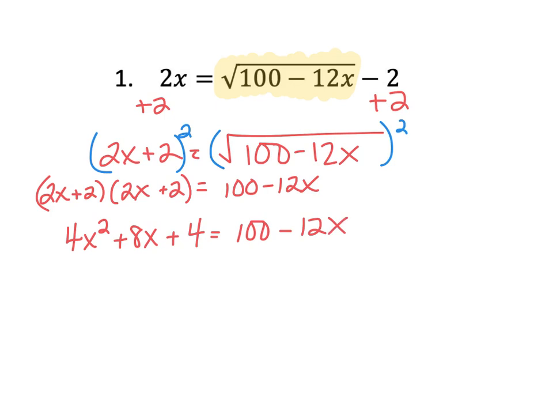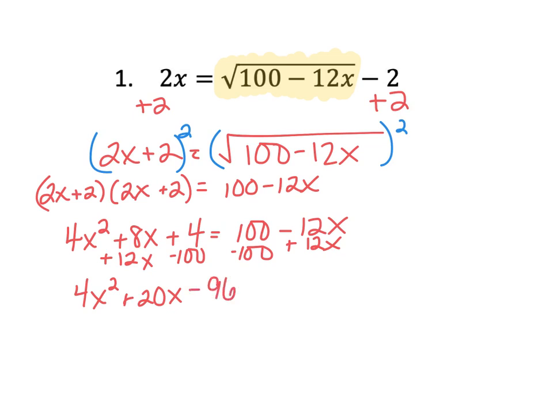Okay, now it's a quadratic equation. I am going to bring everything to the left, putting this in standard form. So I'm going to add 12x to both sides, and I will subtract 100, which produces 4x squared plus 20x minus 96 equals 0. All right, now that it's quadratic, I've got several choices for solving this. I can try to factor it and apply the zero product property. If that fails, I could go to the quadratic formula.